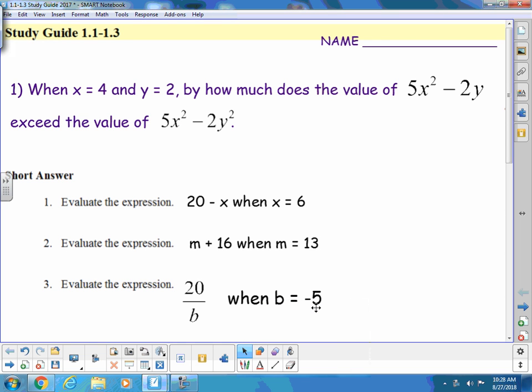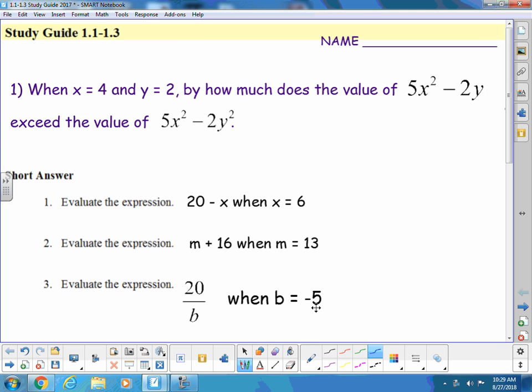All right, problem number 1. When x equals 4 and y equals 2, by how much does the value of 5x squared minus 2y exceed the value of 5x squared minus 2y squared? What's a good way to attack this problem? What could we do? Good. Plug the number in.